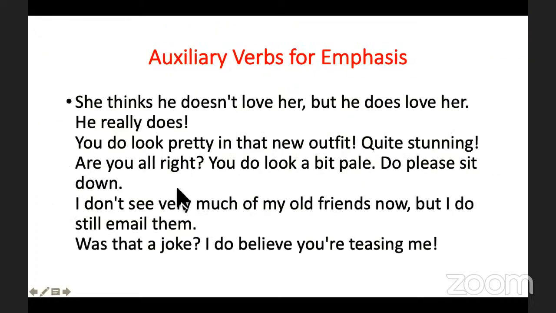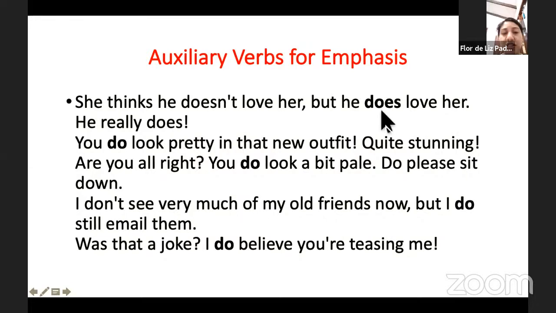Excellent. Very good. Now, as you can see, when we have long statements, it's the same, no? Maybe we cannot recognize it at the beginning, but there are many. So let's read these statements, please. Emphasize. She thinks he doesn't love her, but he does love her. He really does.